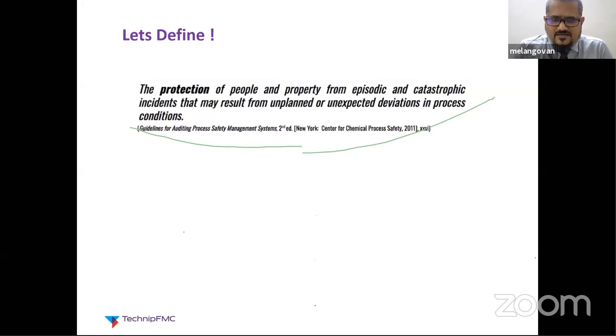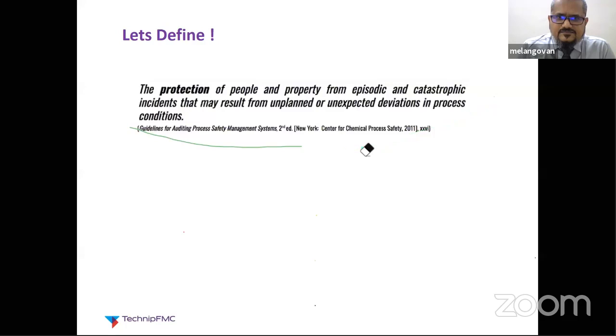So those incidents which may result in damage to the people and property, which is in the nature of episodic, episodic means a chain of reactions, chain of events, and catastrophic, that is certain damage or other things. Those incidents are considered as process safety incidents. This is one way of defining process safety.